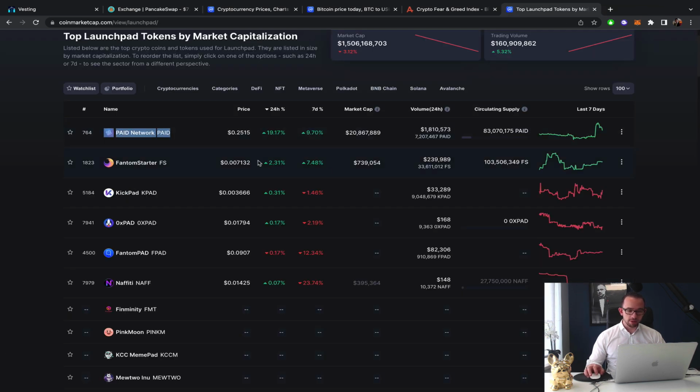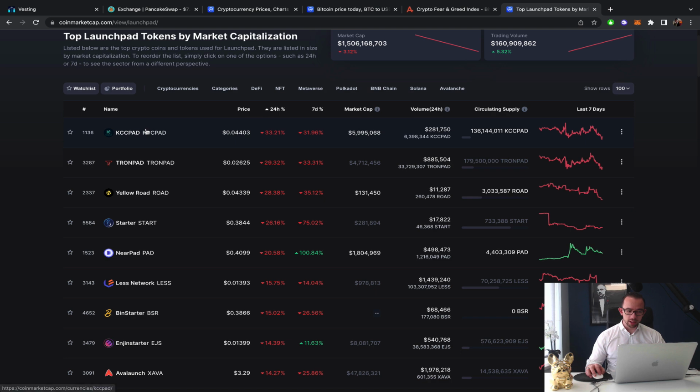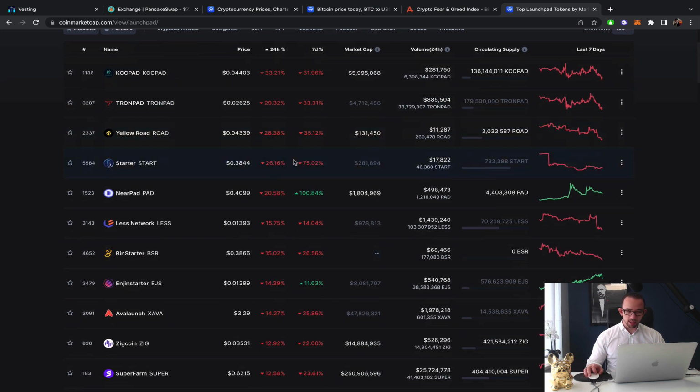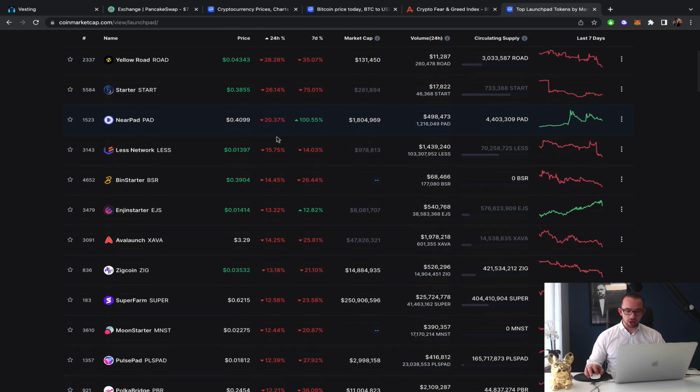Phantom Starter making a very slight gain, but better than nothing. And then we have some 0%. However, there are some losers. KCCPad, TronPad, 33%, 30%, Yellow Road, 28%. Those are huge numbers on the decline. Engine Starter as well, 13% down.